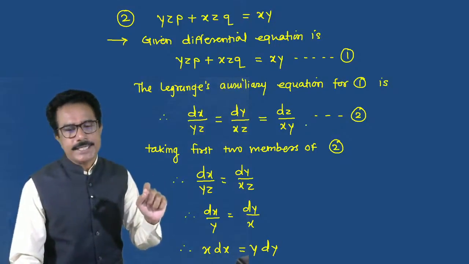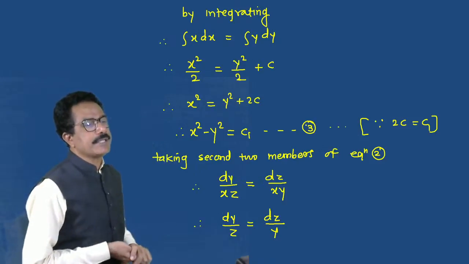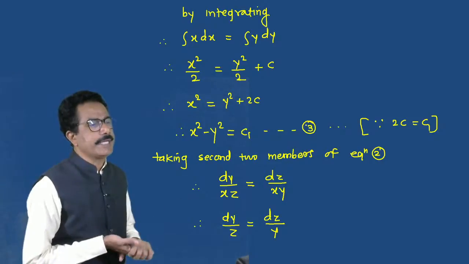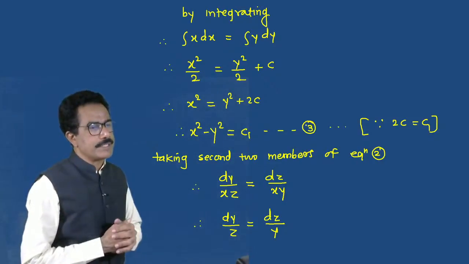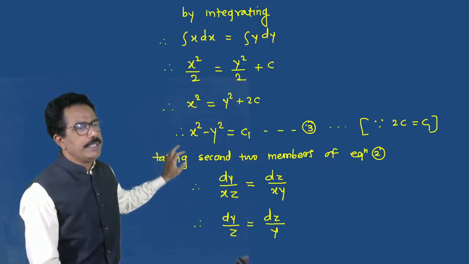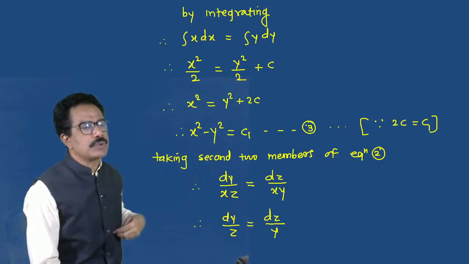So we can take the integration. Now integrate: integration of x dx equals integration of y dy, so we can write x square divided by 2 equals y square divided by 2 plus c. So x square equals y square plus 2c. So we can write x square minus y square equals 2c.